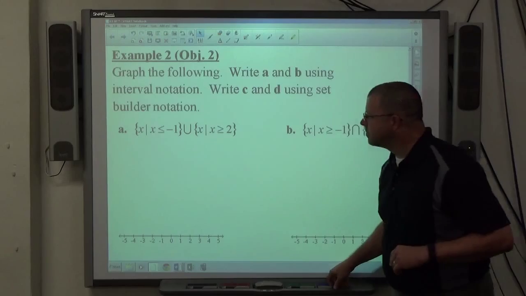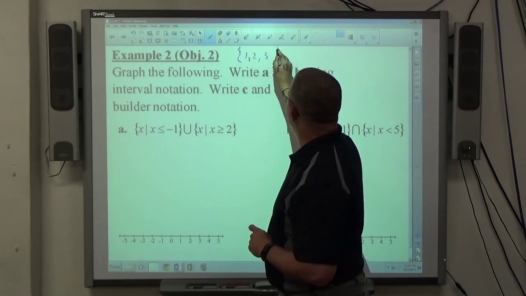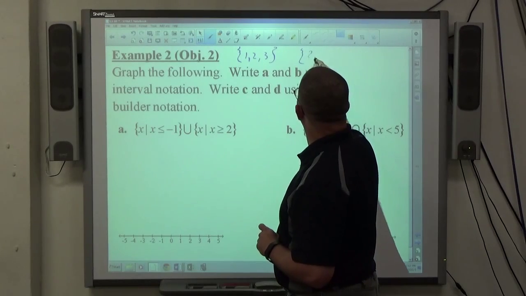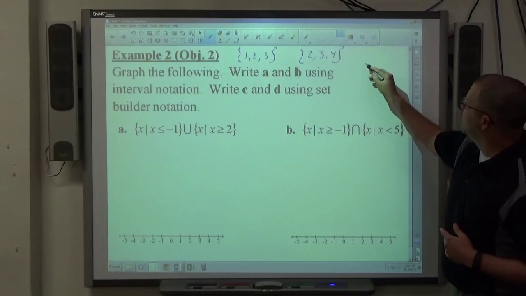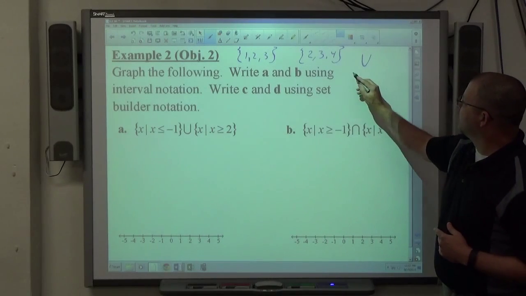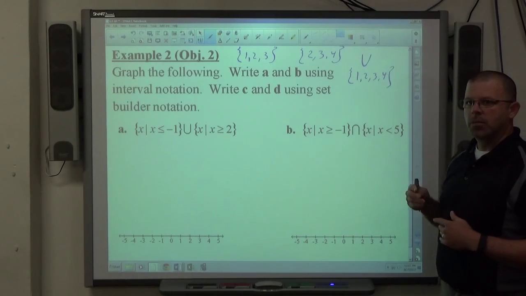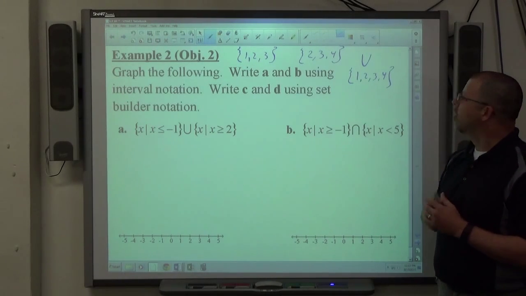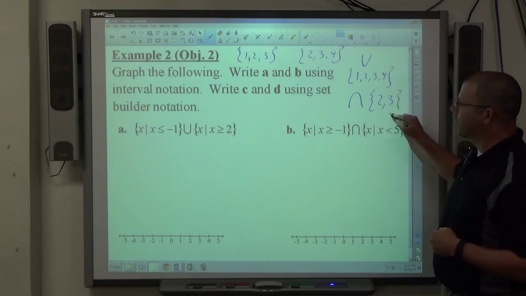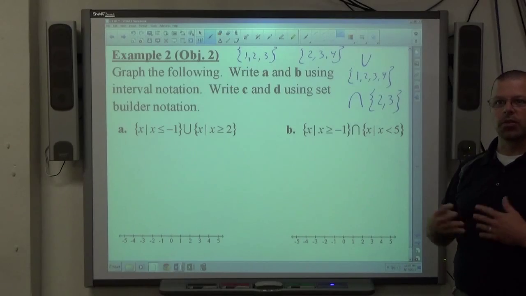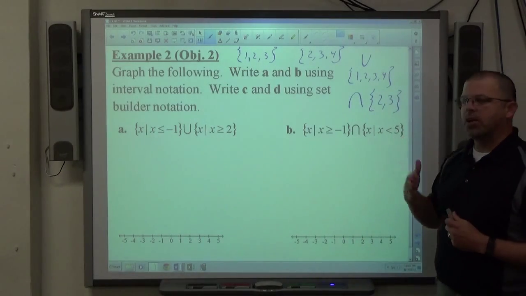For example, let me give you an example. Let's have the sets 1, 2, 3, and 2, 3, 4. If we're looking at that as a union, the union of the sets would be the set 1, 2, 3, 4, because that's all the numbers from both sets. Where the intersection would simply be 2, 3, because that's the only numbers that belong to both sets. So when you're looking at these two symbols, union or intersection, that's how you decide what you're graphing.